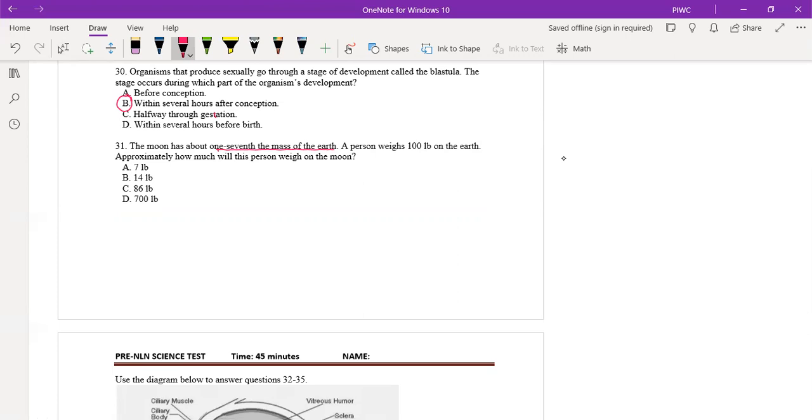Since it's about 1/7, and this is the weight of the person on the earth, it's going to be 1/7 times 100. The weight is 1/7 of what it will be on the earth. So it's around 14, approximately.